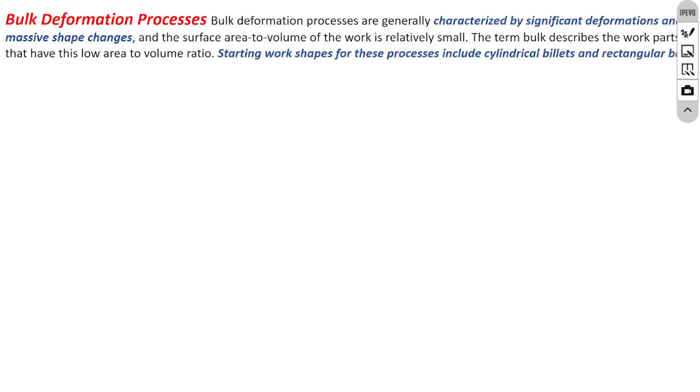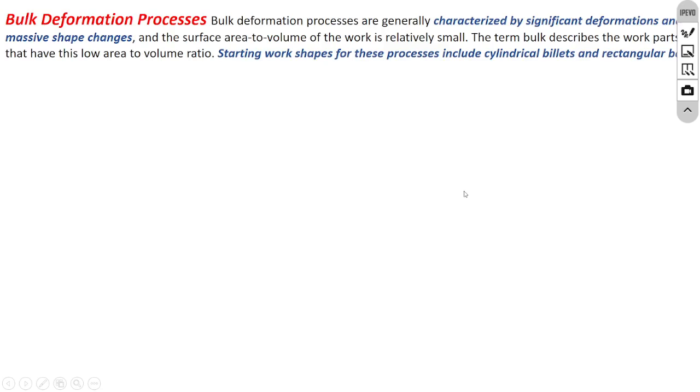Bulk deformation processes are generally characterized by significant deformation and massive shape changes. Starting work shapes for these processes include cylindrical billets or rectangular prisms. The common shape of the stock, the initial shape of the body, is cylindrical or a rectangular prism.